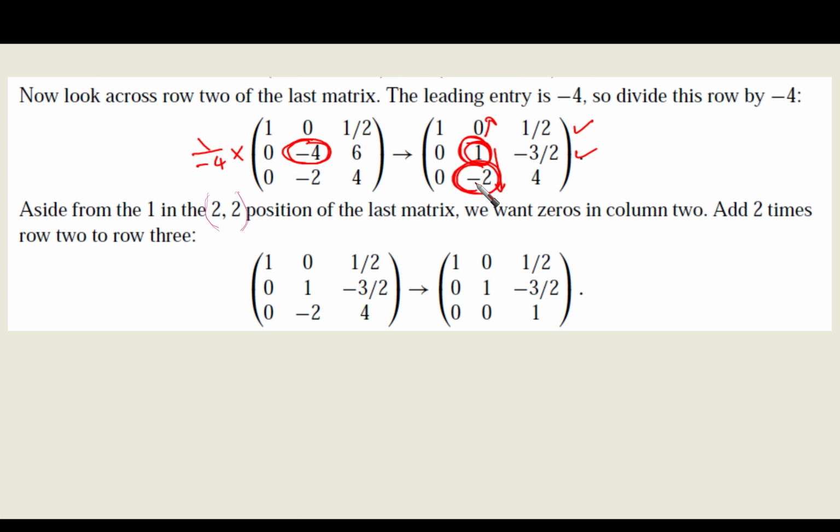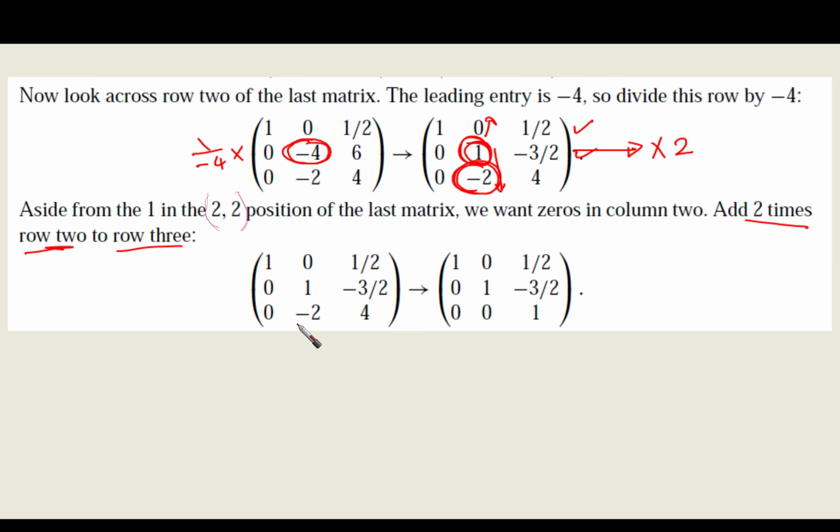So minus 2 should be 0. How can we get this 0? Actually, if you look here, we can multiply this row by 2 and add it to row 3, right? So we're going to multiply row 2 by 2 and add it to row 3. We want zeros in this, so add 2 times row 2 to row 3, as you can see here.